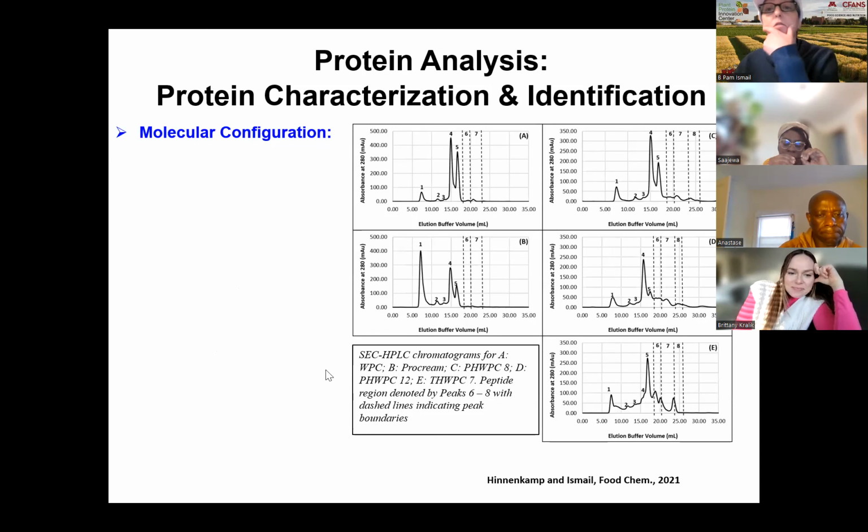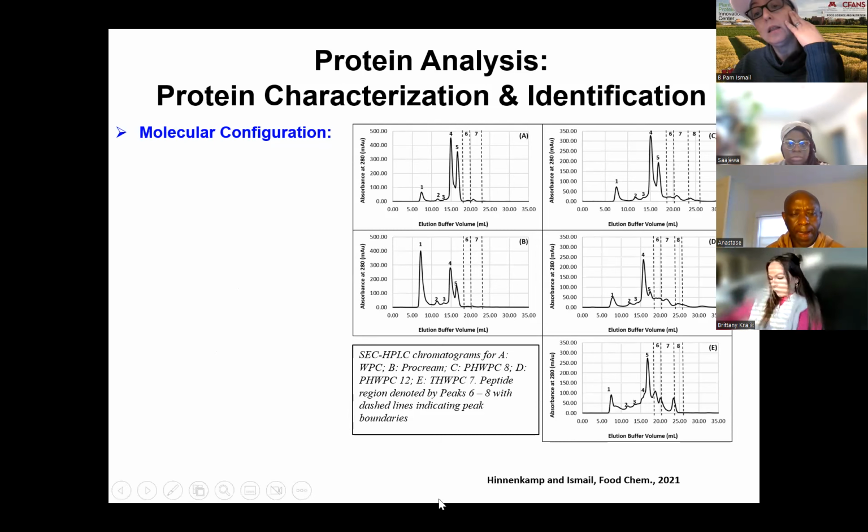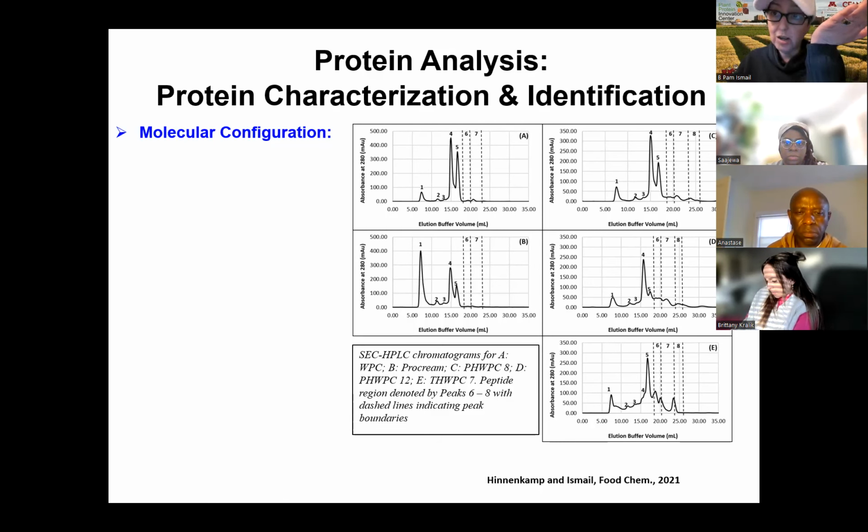We use size exclusion also to look at hydrolysis pattern. So in this example, Chelsea hydrolyzed whey protein using two different enzymes, and we collected the fractions where our hydrolysates are. We took these fractions and we did proteomics on these fractions to look at the characteristics of these peptides to explain, in her case, emulsification capabilities.